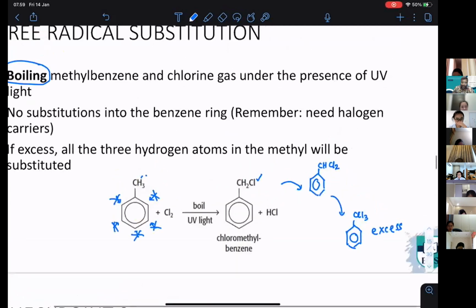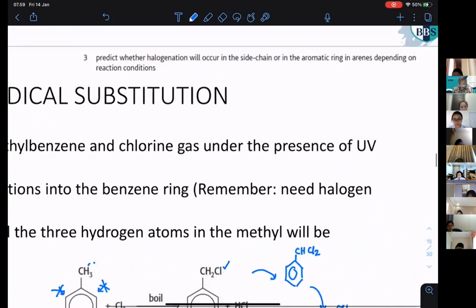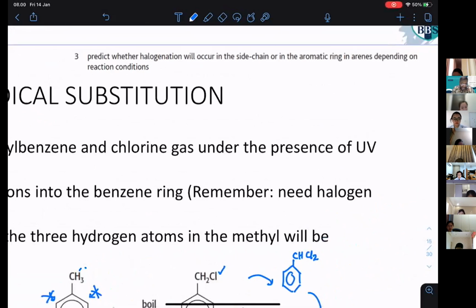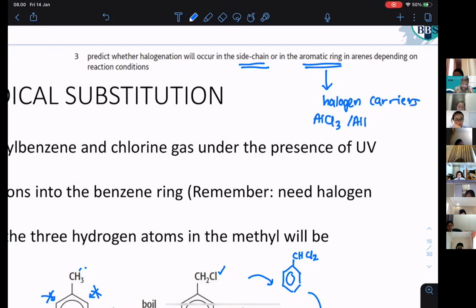So here, if you go and look at the syllabus, predict whether halogenation, meaning it's going to be the Br addition or Cl addition, when you react with Br or Cl, will occur in the side chain or the aromatic ring. Direct to aromatic ring depends on the reaction condition. So now we know, if you go to aromatic ring, you need to have halogen carrier. The halogen carriers can be AlCl3 or AlBr3.